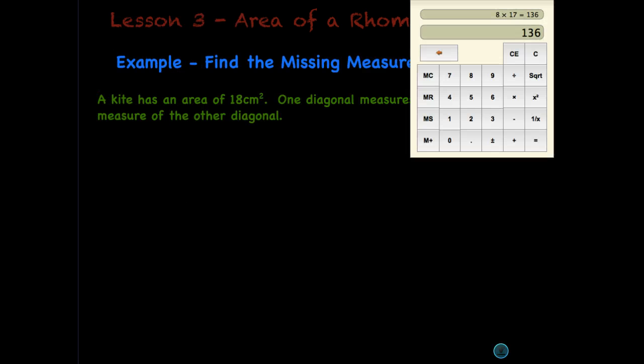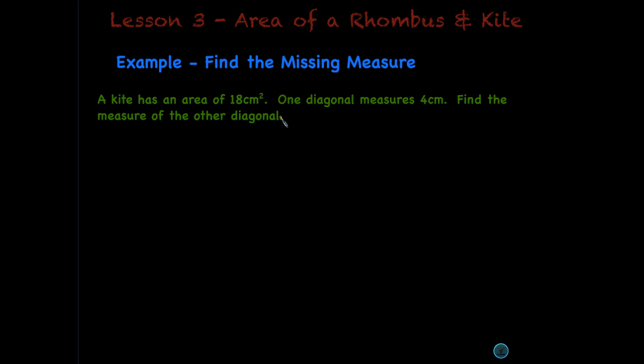All right, let's move on to some word problems. We have a couple of these examples and then we'll be finished with this lesson. In this example, we are finding a missing measure. A kite has an area of 18 centimeters squared. One diagonal measures 4 centimeters. Find the measure of the other diagonal.